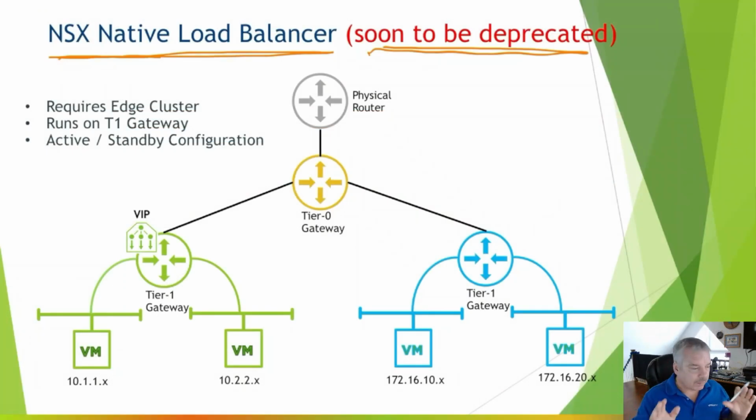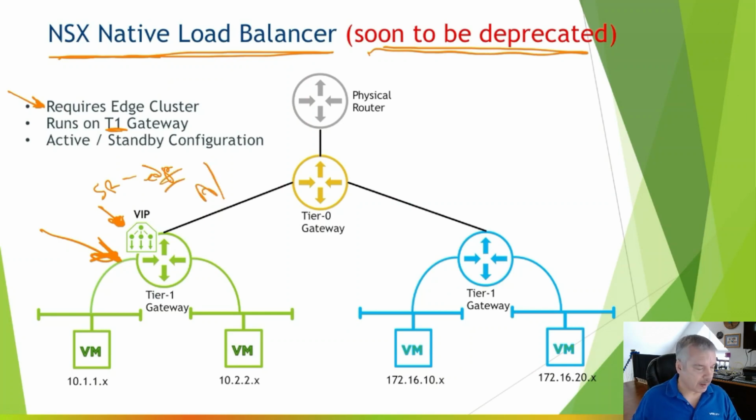So the NSX native load balancer, again, it says it requires an edge cluster because, again, all that stuff that we talked about with your gateways, like your tier 1 gateway, as soon as you put a service on the gateway, it now needs an SR component. Again, if you don't know all that stuff, look at my routing 101. And the load balancer is a service, so it needs an SR component, and it runs on an edge. So that means all the traffic for that tier 1. So in this picture here, if I put a load balancer on this tier 1 right here, it's going to have an SR component for the load balancer, and that SR component runs on an edge, which is in an edge cluster. And it's going to run as active standby only, right?